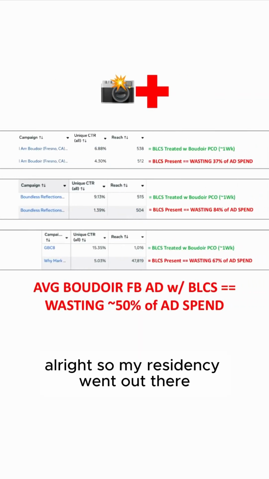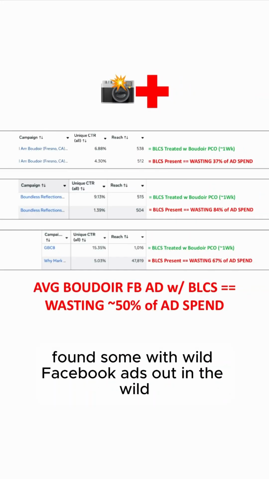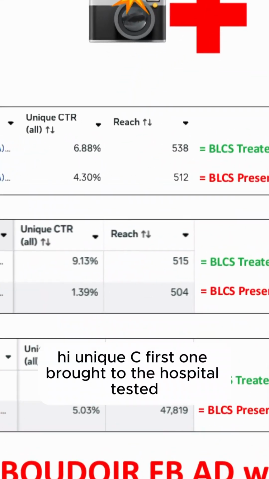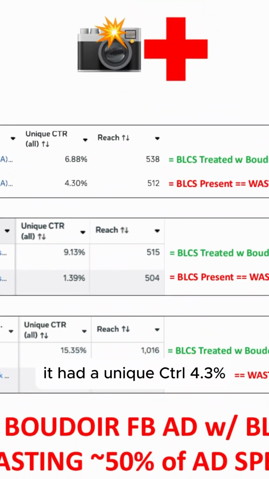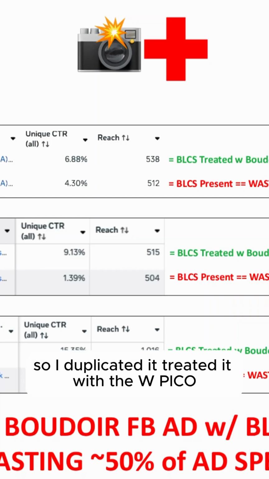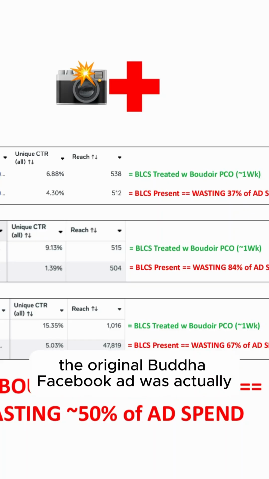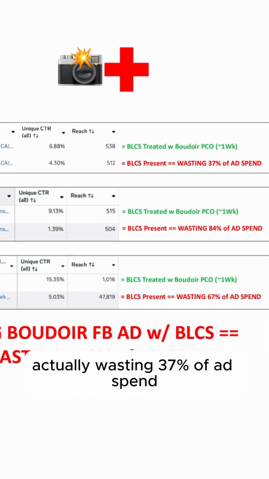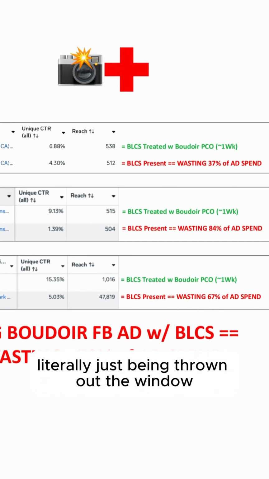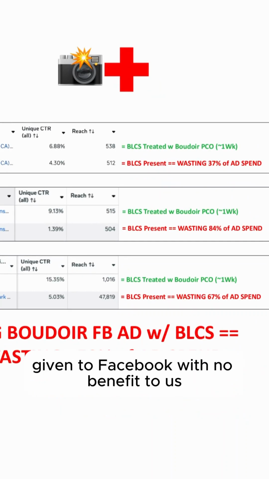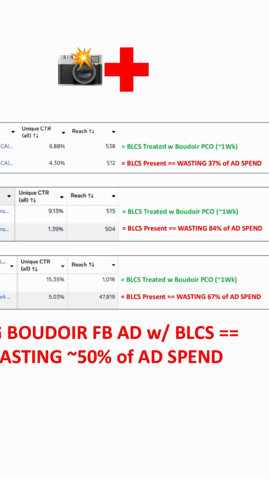All right, so in my residency, I went out there and found some Boudoir Facebook ads out in the wild. Found the first one, brought it to the hospital, tested it, and it had a unique CTR of 4.3%. So we know BLCS is present. So I duplicated it, treated it with Boudoir Pico, took about a week, and got the unique CTR up to 6.88%. So we found out the original Boudoir Facebook ad was actually wasting 37% of ad spend, literally just thrown out the window, given to Facebook with no benefit to us.